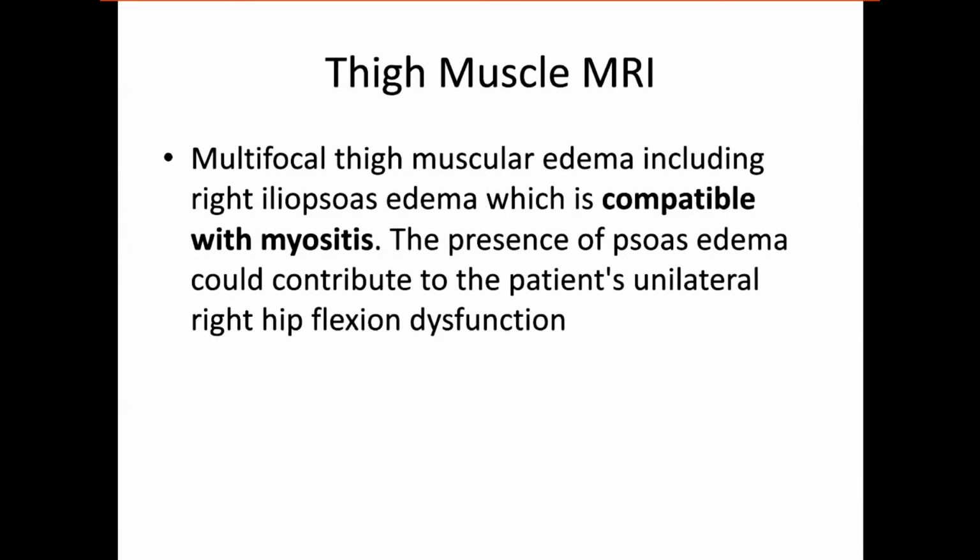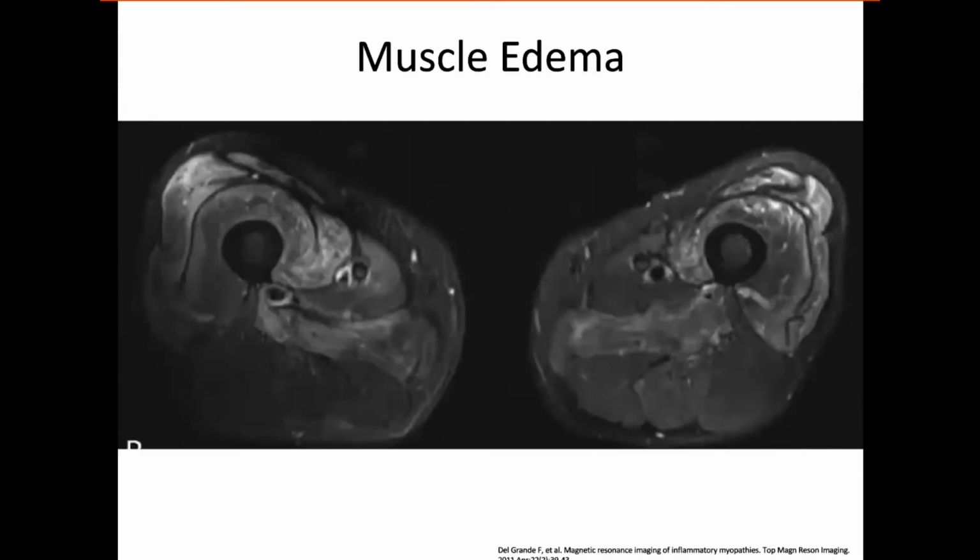So his team got a thigh muscle MRI, and it showed multifocal right thigh muscular edema, including the right iliopsoas edema, which is compatible with myositis. The presence of psoas edema could contribute to the patient's unilateral right hip flexion dysfunction. So, this is just a picture of muscle edema. This is obviously not this patient, because this patient only had it on the right side, but if you want to look for edema on an MRI, look at the STIR sequence. That's a fat suppressed sequence.